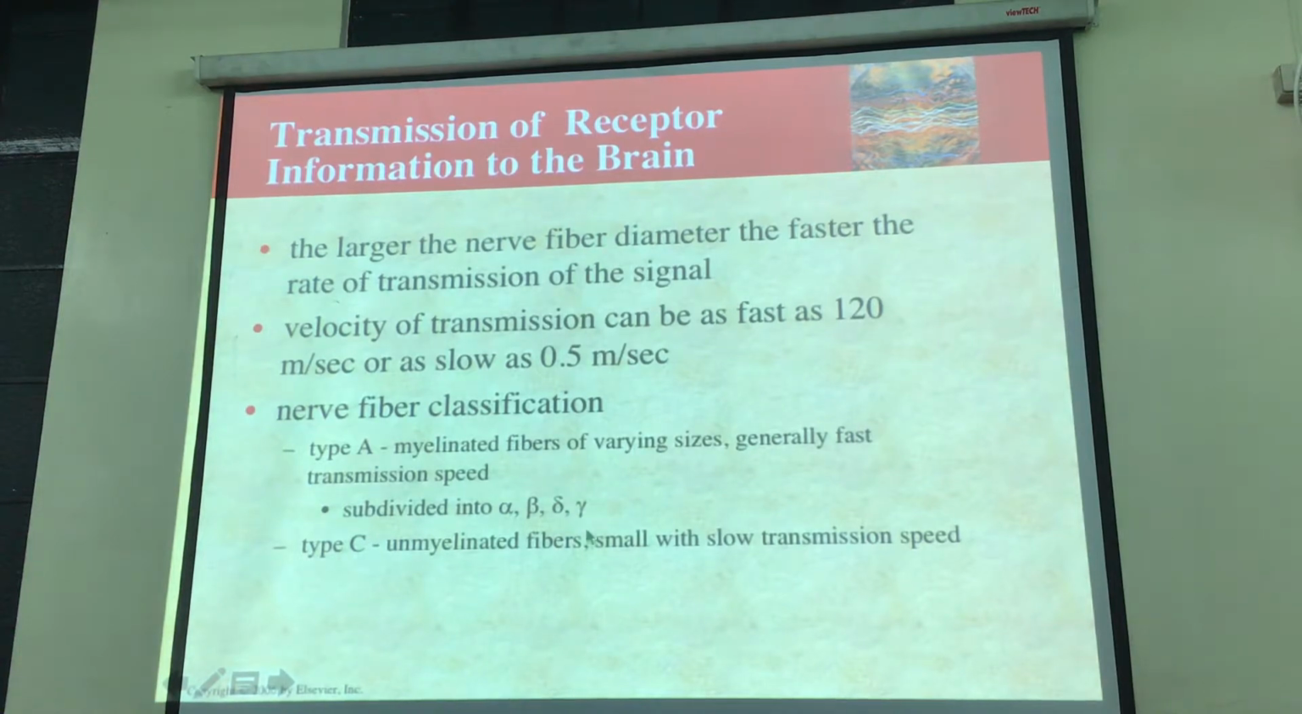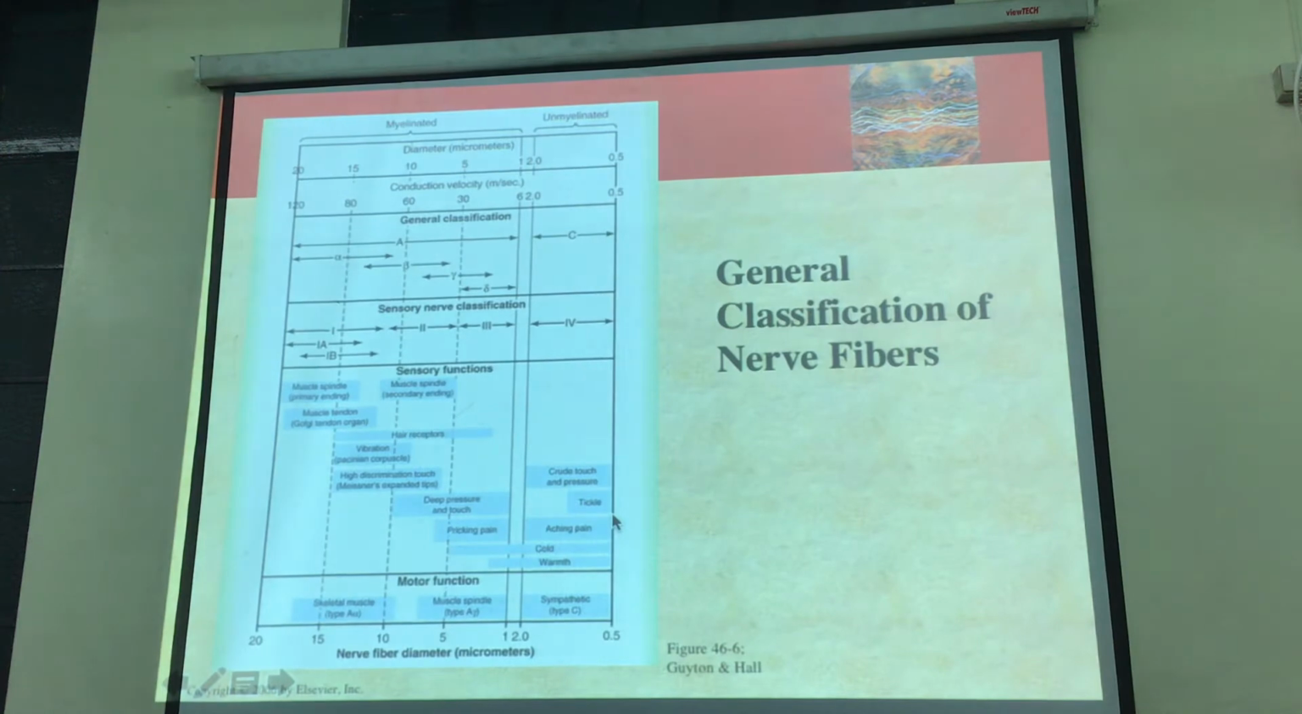The A is divided into alpha, beta, and so on. So this is how they are classified. You also have the 1, 2, 3, 4, 1A, 1B. For muscle spindle, look here. The primary and secondary endings, which type of nerve fibers are they? A alpha, A delta. The hair receptors, deep pressure, and you can see here pain. It can be subserved by both A delta for pricking pain and C for aching pain.